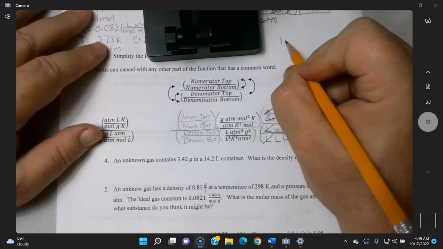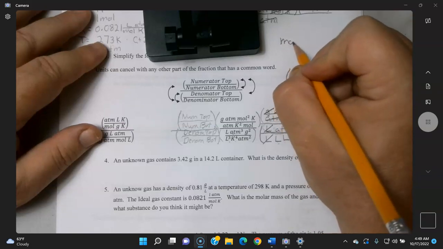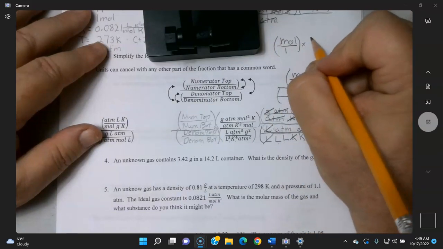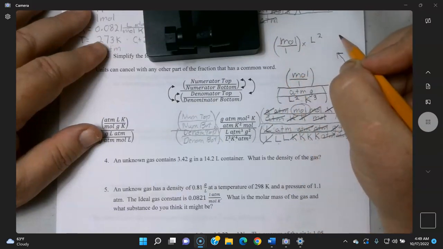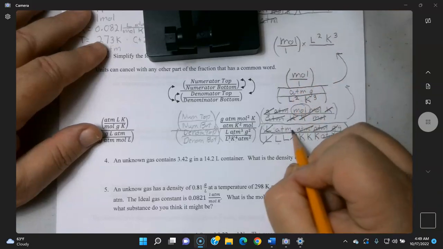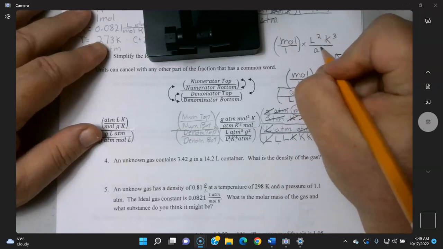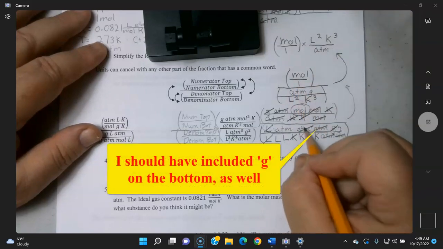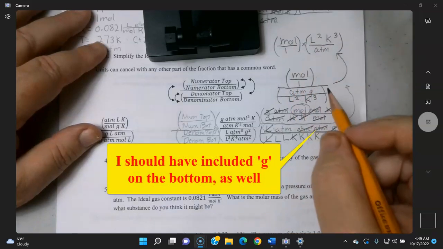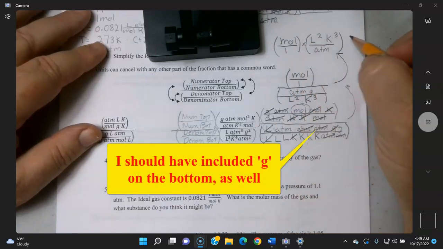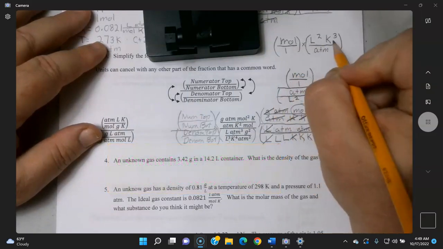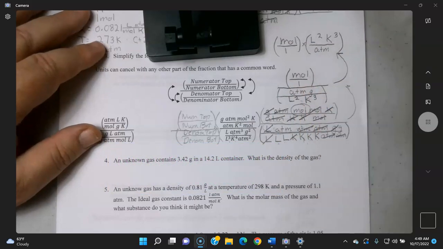So over here you have mole. And you flip the bottom here. So it's L squared, K squared, K to the third, over, and then this goes on the bottom, ATM. You simply flip this over. Okay, and what you get, again, I keep running out of space here, but what you get is moles, liter squared, Kelvin squared over atmosphere. That's your final answer, okay?